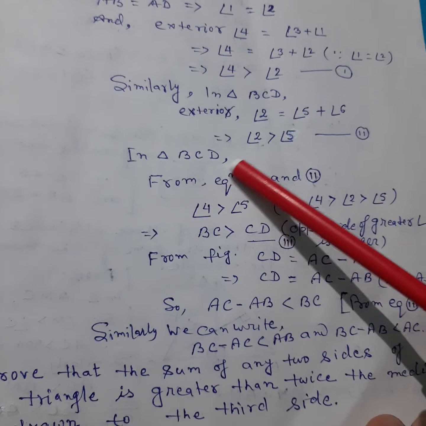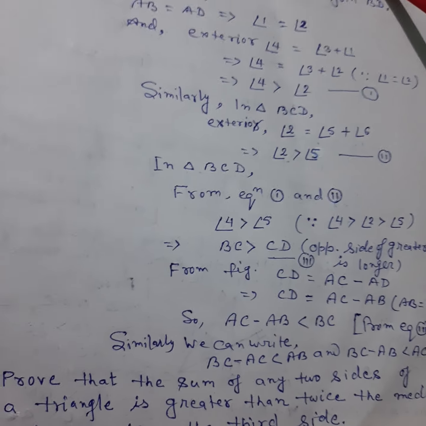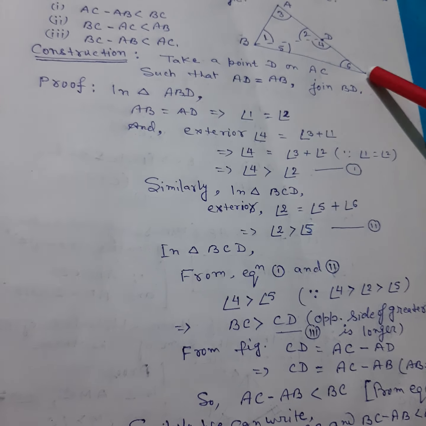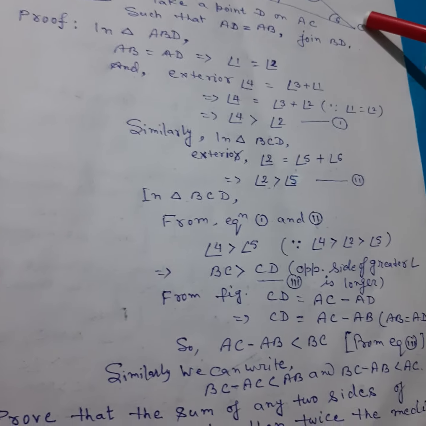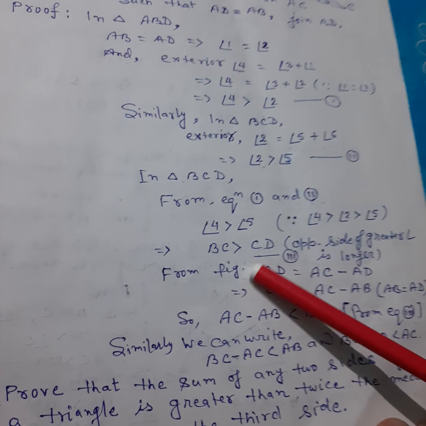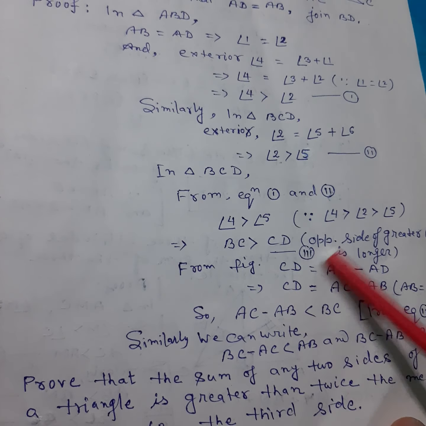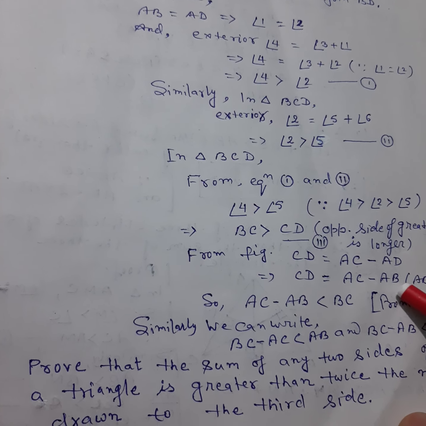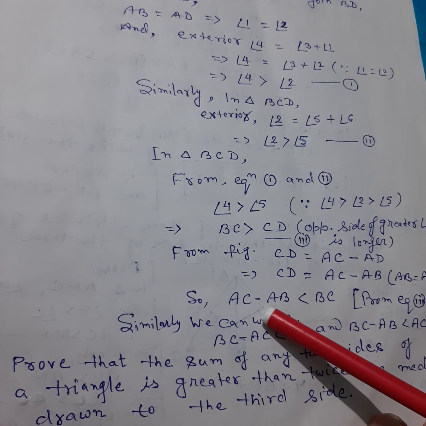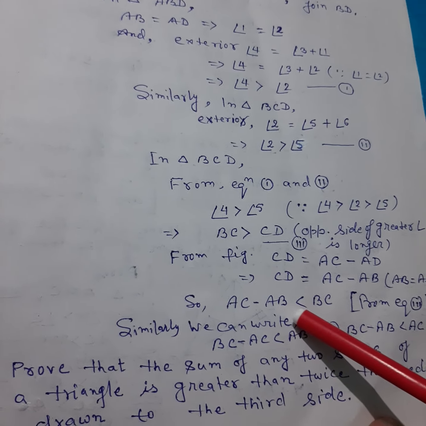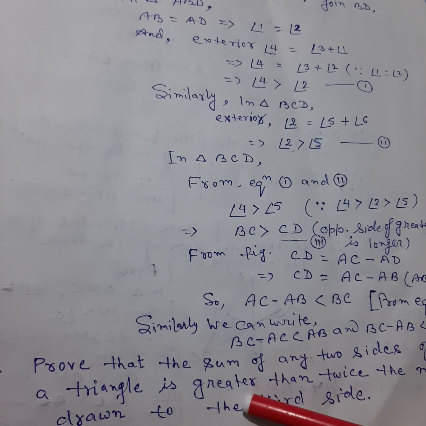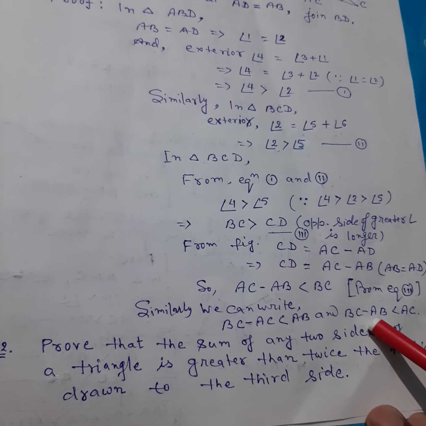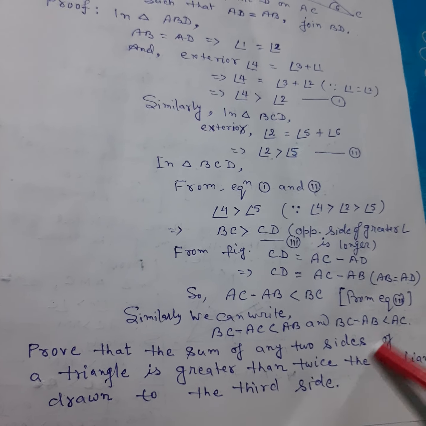So in triangle BCD, observe here 4 is greater than 5. The side opposite angle 4, that is BC, is greater than CD. Again we observe from the figure CD equals AC minus AD. In place of AD we write AB. So finally we can write AC minus AB is less than BC. Similarly, we can write BC minus AC is less than AB and BC minus AB is less than AC.